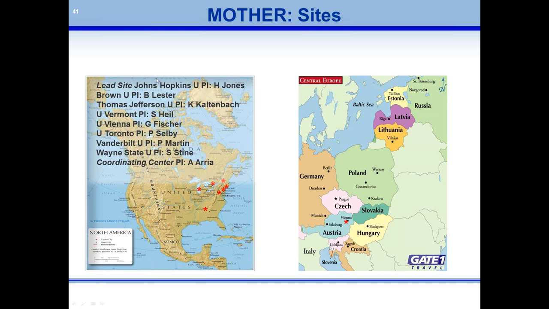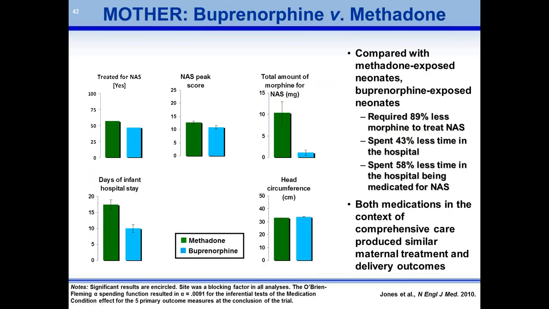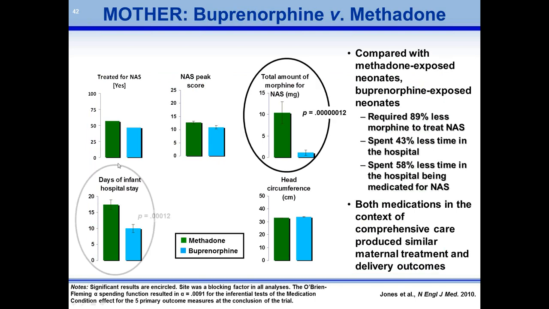These are the sites that participated in our mother study. So we had Thomas Jefferson, University of Vermont, University of Vienna, University of Toronto, Vanderbilt University, Wayne State, Johns Hopkins, and the University of Maryland. And this was a randomized double-blind trial, and what we found for our primary outcome measures, two of them were different, and so we didn't have differences in the proportions of babies that were treated for neonatal abstinence syndrome.